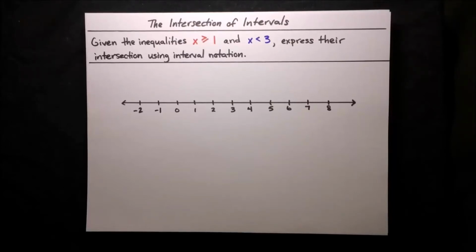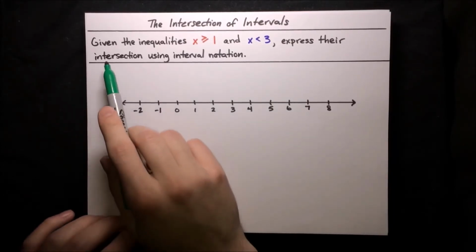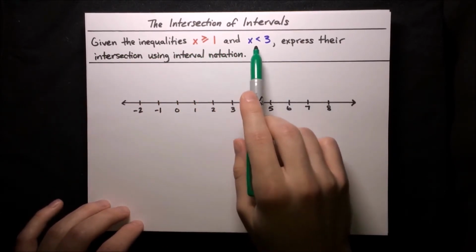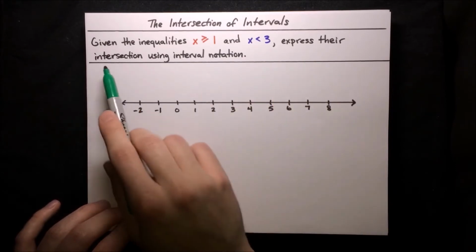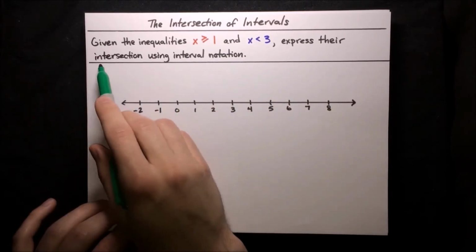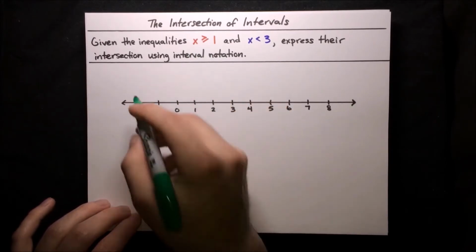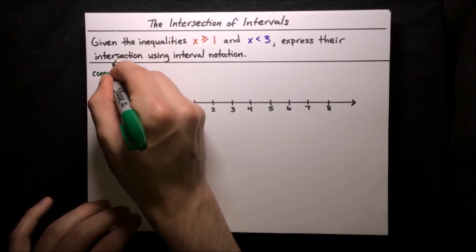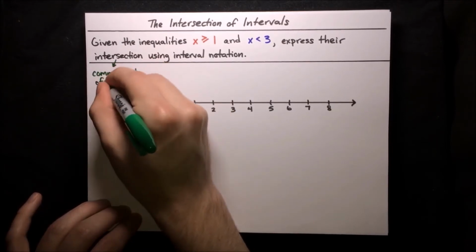In this video, we're going to learn about the intersection of intervals. So the first question here is, given the inequalities x is greater than or equal to 1 and x is less than 3, express their intersection using interval notation. First of all, what does intersection mean in this context? Well, in this context, intersection means the common set of values.